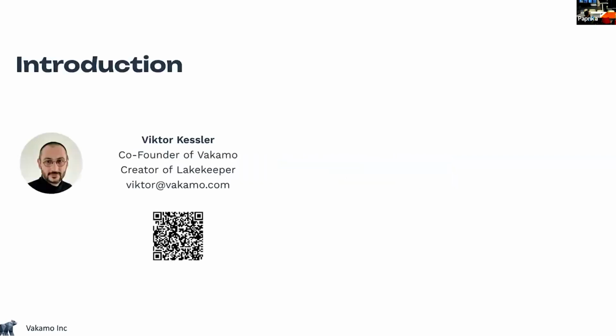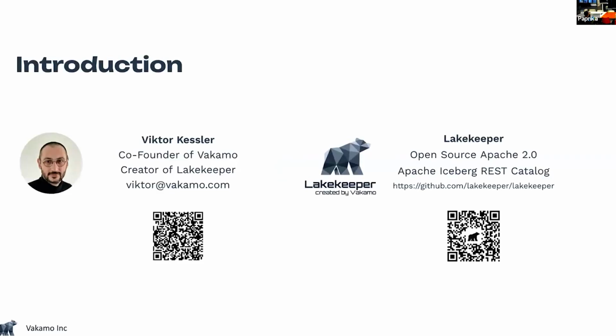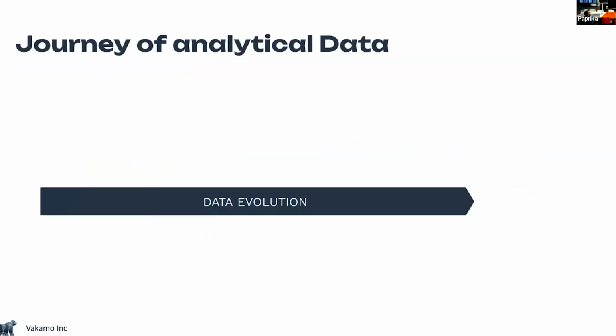Very quick introduction. My name is Victor. I'm one of the co-founders of a company named Vakamo, and Vakamo developed a project called Lakekeeper, which is licensed under the Apache 2.0 license. It's open source, so again, if you want, you can pick an issue and contribute. We are written in Rust, so everyone who loves type safe languages is welcome to write something in Rust. I will present what we actually implemented, how we see the REST catalog, and how the evolution of the REST catalog is going to be.